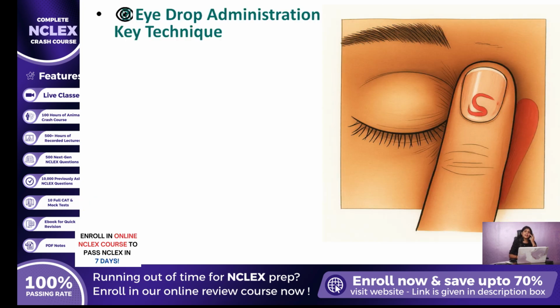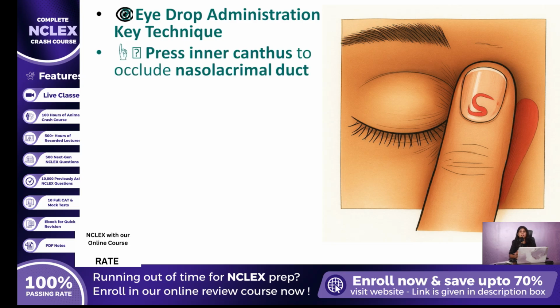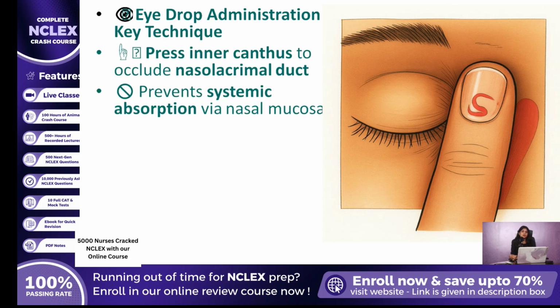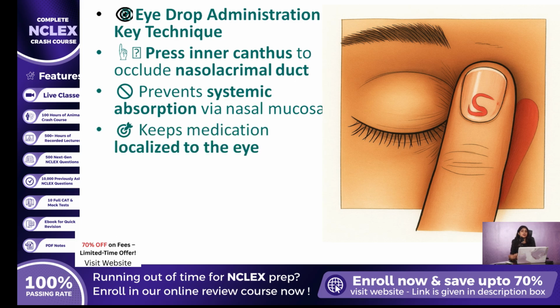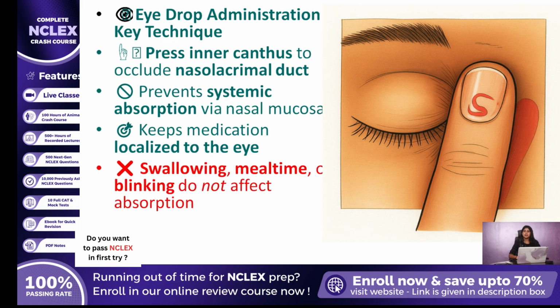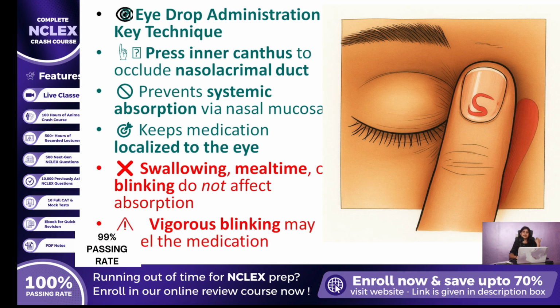Applying pressure to the inner corner of the eye occludes the nasolacrimal duct, preventing systemic absorption of the medication through the nasal mucosa. This ensures that the drug remains localized and reduces the risk of unwanted systemic side effects. Timing with meals and swallowing are irrelevant to ocular absorption, while blinking vigorously may expel the medication.